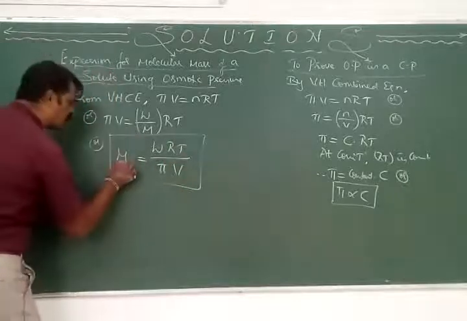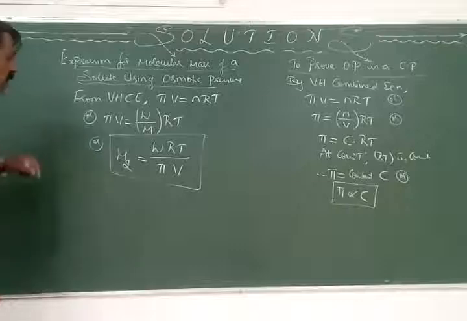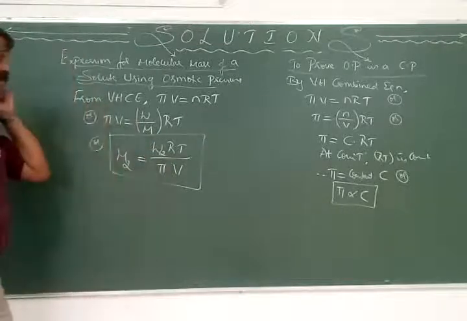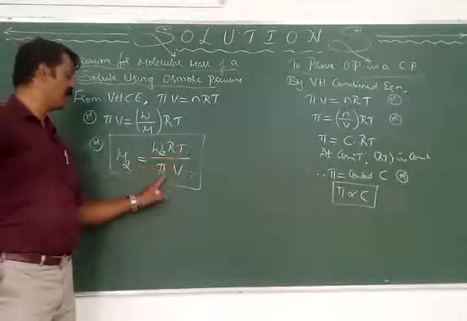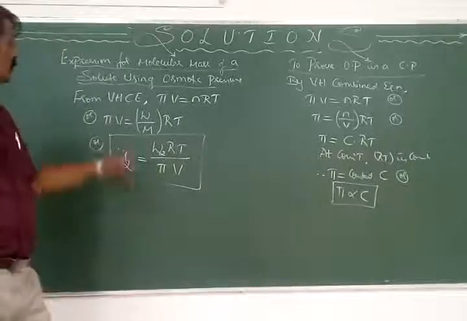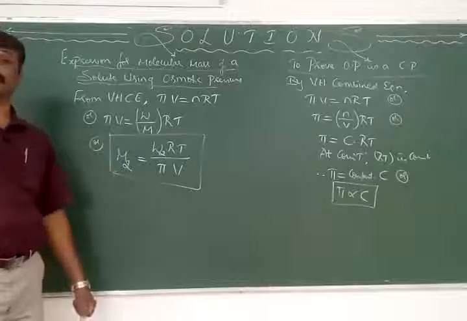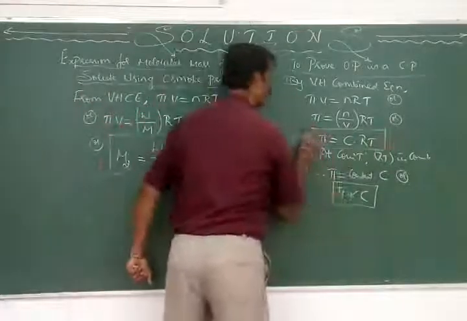As it is a solute, it is considered to be W2, sorry, M2. M2 is called molecular mass. W2 means mass of the solute, R is the solution constant 8.314, T is absolute temperature, pi is osmotic pressure, and V is the volume of that particular dilute solution. So this is the expression with respect to which one? The molecular mass of which one? Solute.